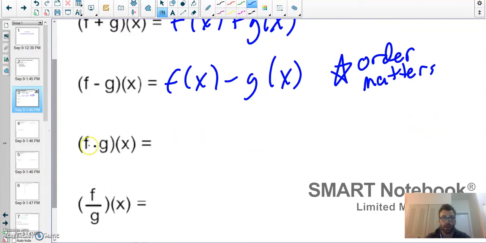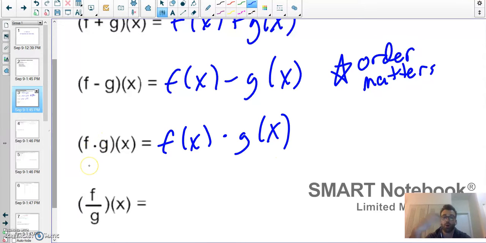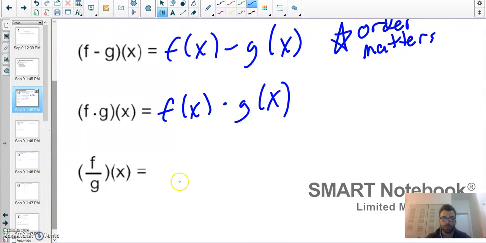This is f times g of x, so f of x times g of x. Make sure to pay attention to whether that dot is open or closed, because when it's open, it's going to mean something different, which we'll find out in our next video. But here it's closed, so we're using multiplication.